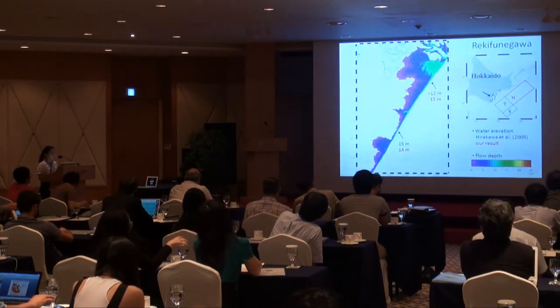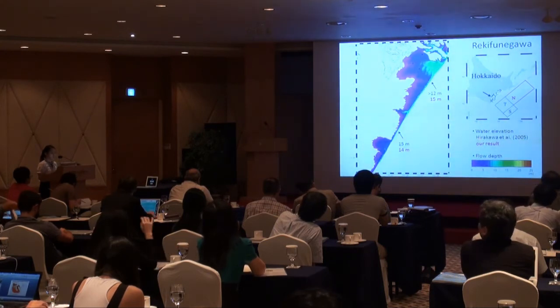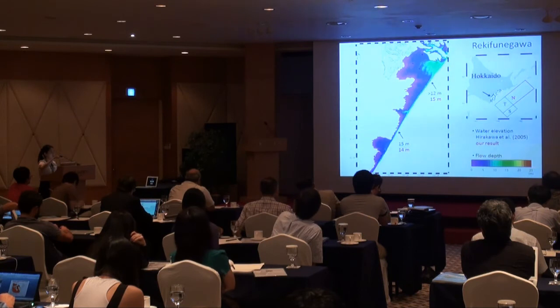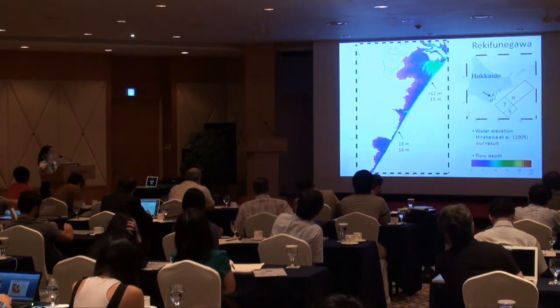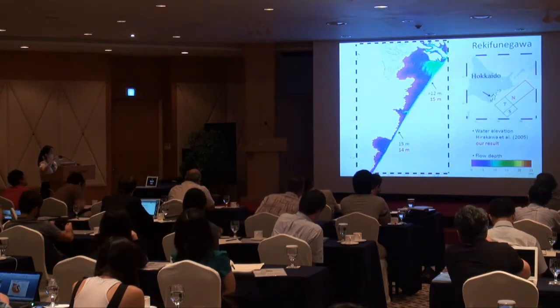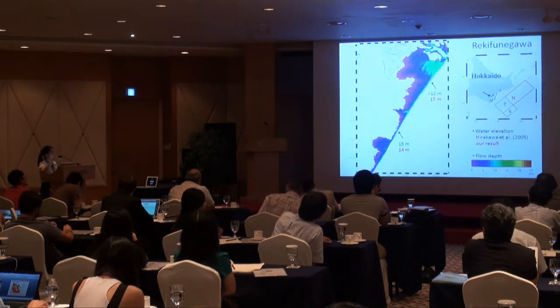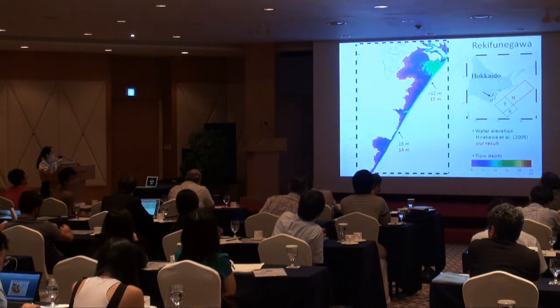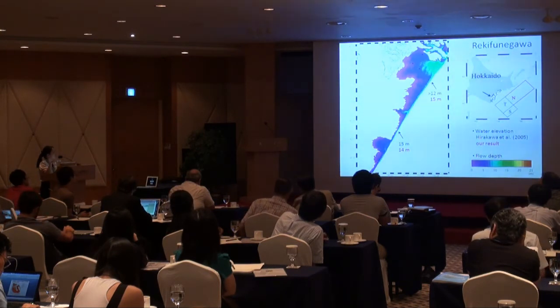This is a result of the computed tsunami inundation at Rekifunegawa. Flow depth is shown in this color, the water elevation of Hirakawa's paper is written in black, and the water elevation of our result is written in red. Water elevation includes the flow depth and topographic height. The red dots show where tsunami deposits were found.